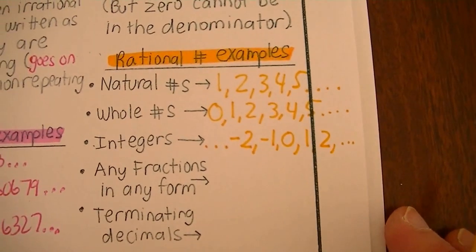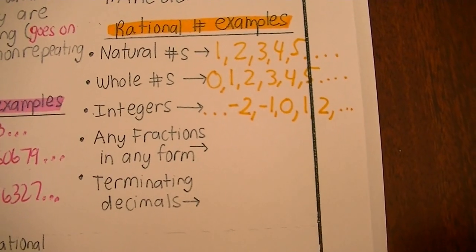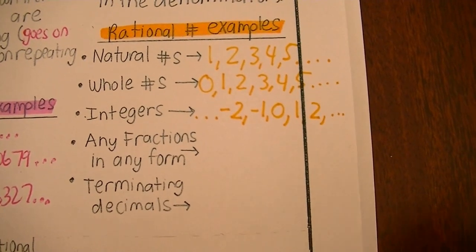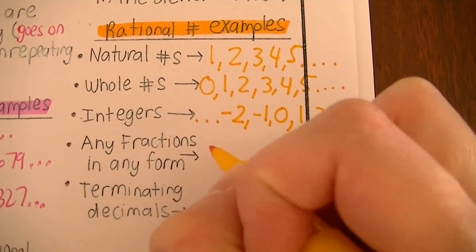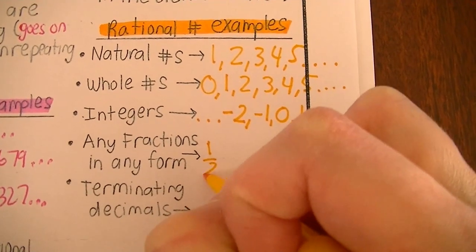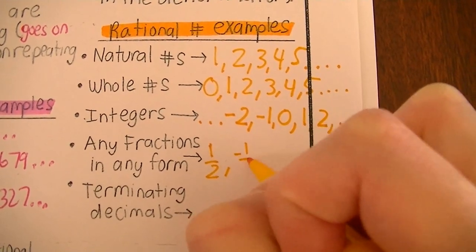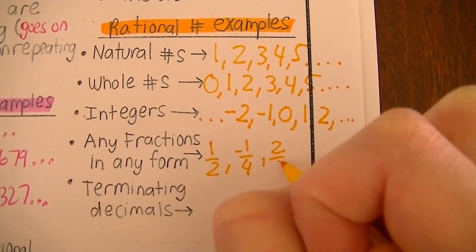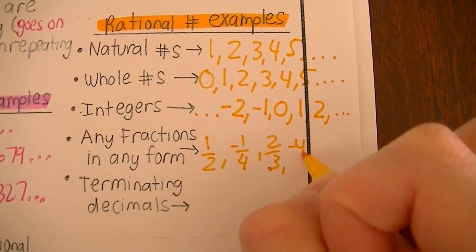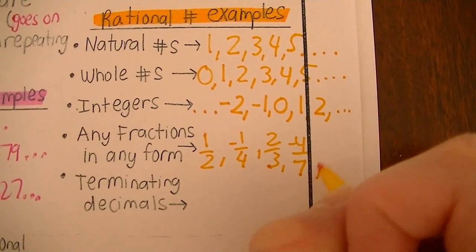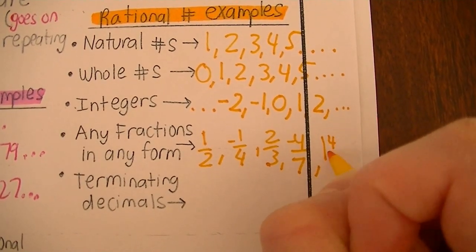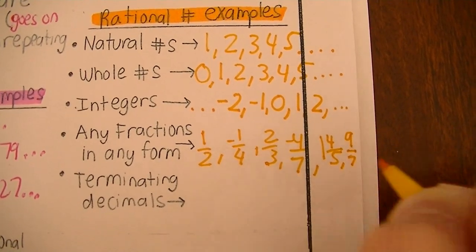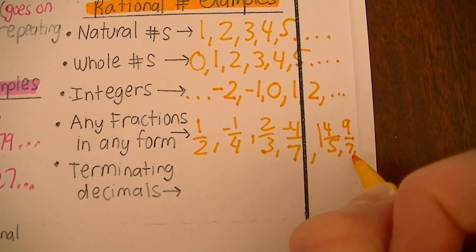All right, if something's already written as a fraction, it's automatically rational. If it's already a fraction, it's automatically rational. So it's fractions in any form, like 1/2, -1/4. I'm not putting these in any particular order. 2/3, -4/7, 1 4/5, 9/7, okay? Etc.